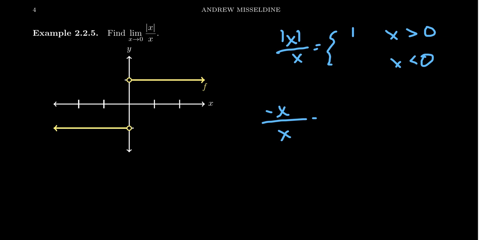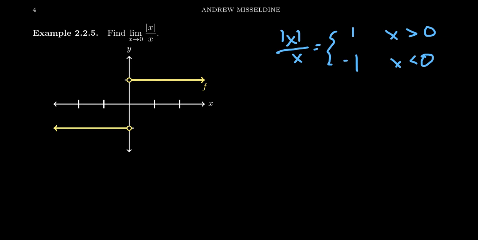So you get this function. It's kind of a fun little function. This is the function that's 1 when you're positive. It's negative 1 when you're negative, right? So you see that right here. It looks like a flat line y equals 1 when you're positive, and it looks like a flat line y equals negative 1 when you're negative. Notice that it is undefined at 0, right?